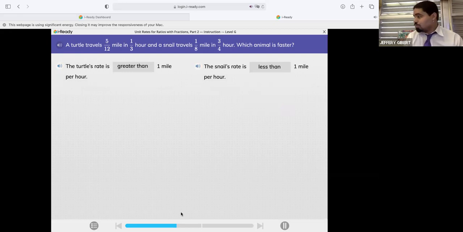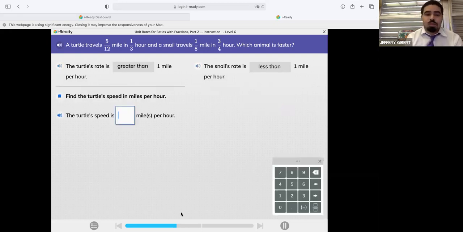Now let's compare the unit rates using division. Find the turtle's speed in miles per hour. All right. So we got to divide fractions. Miles over hours. So the miles over the hours is 5/12 miles over 1/3 hours. So now that you got the problem set up, you just do the top divided by the bottom. So 5/12 divided by 1/3.